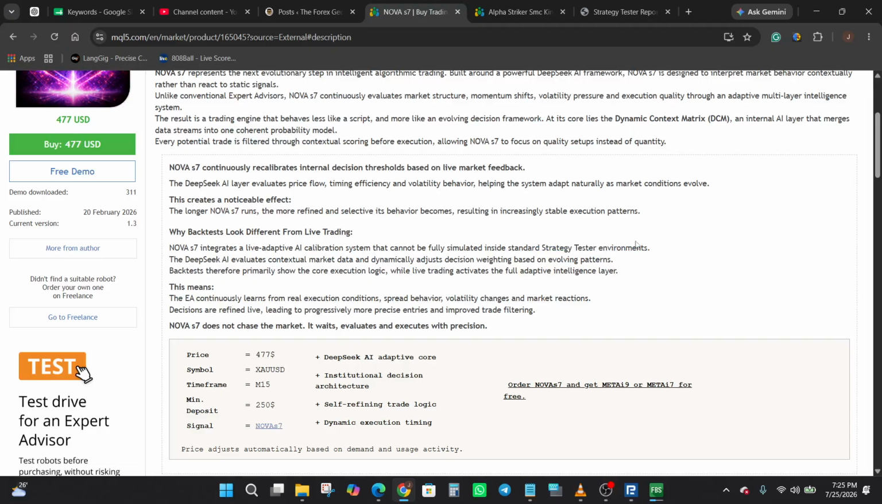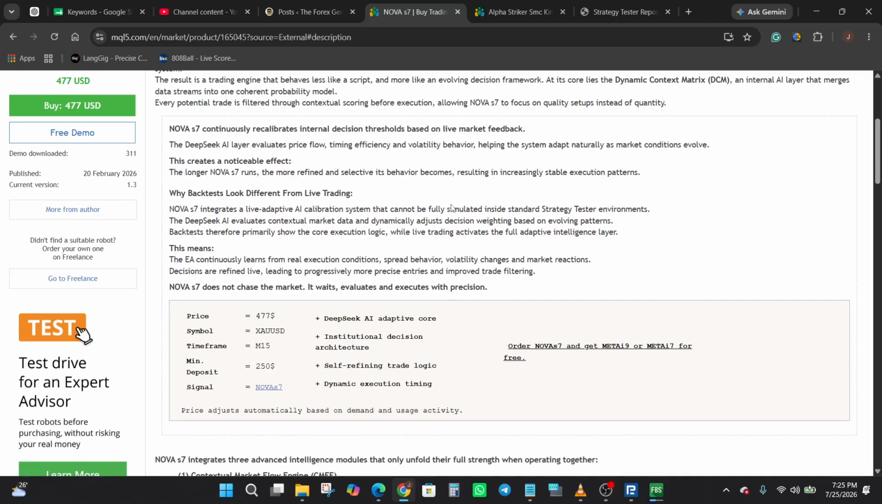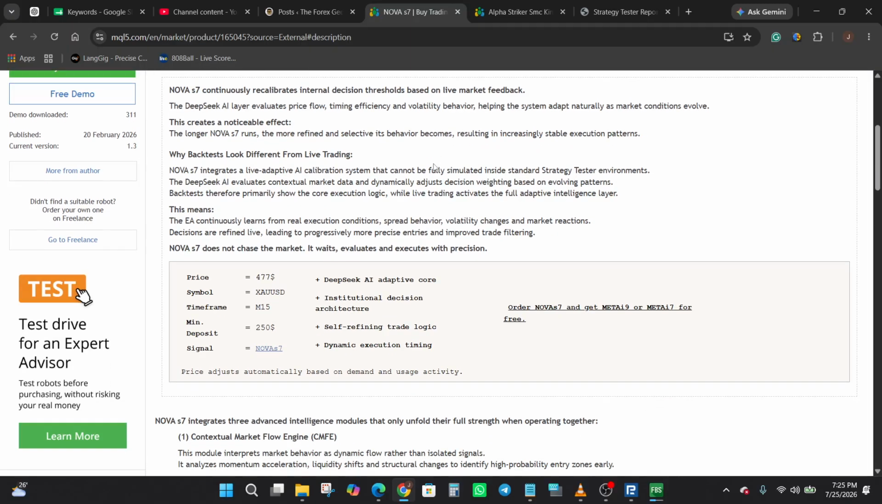Now, according to the developer, a backtest only shows the core execution logic, while live trading is what activates the full adaptive intelligence layer that continuously learns from real execution conditions. So that is a direct developer-stated limitation on how representative any backtest of this EA can be. So keep that in mind as we go through the numbers.